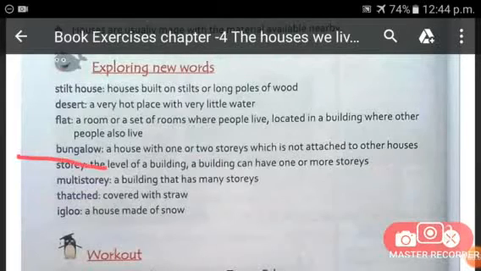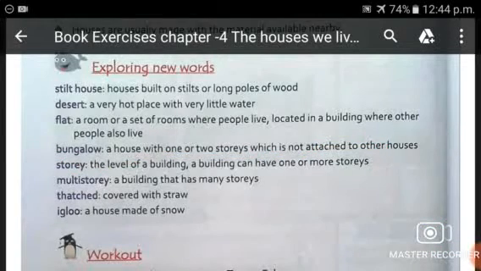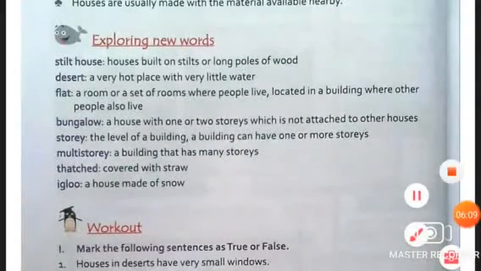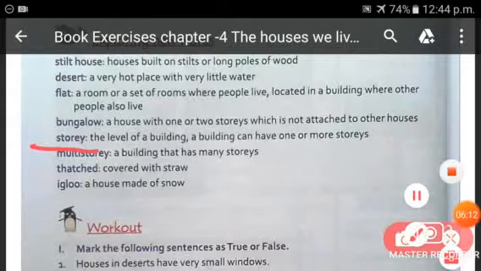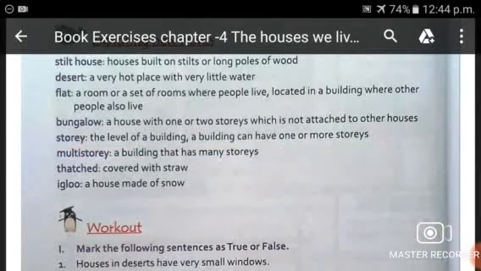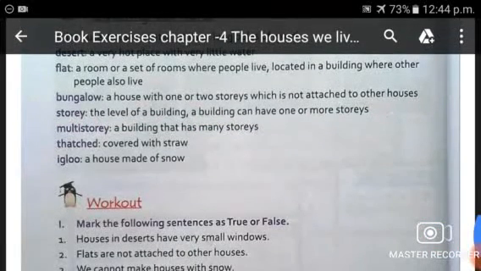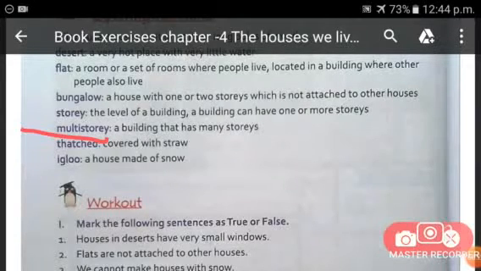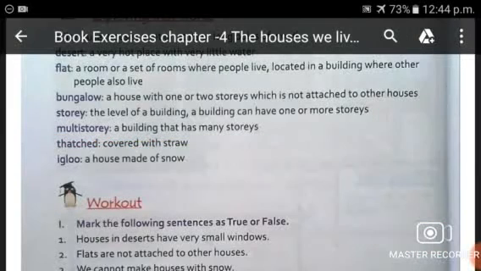Next one is bungalow, a house with one or two stories which is not attached to other houses. A house with a single level is called a bungalow. Next is story. What is a story? The level of a building. A building can have one or more stories. Next is multi-story. Multi-story means a building that has many stories, many levels.